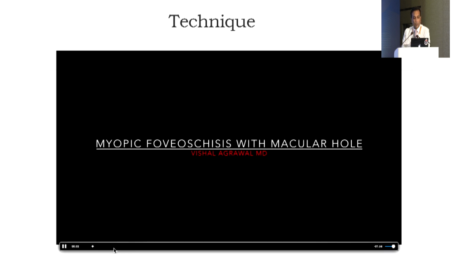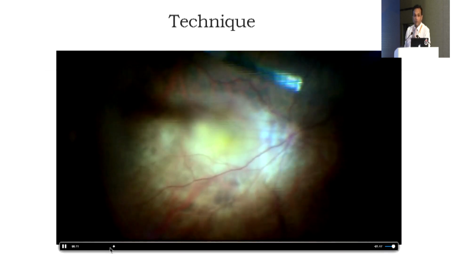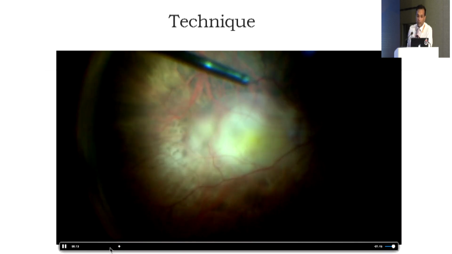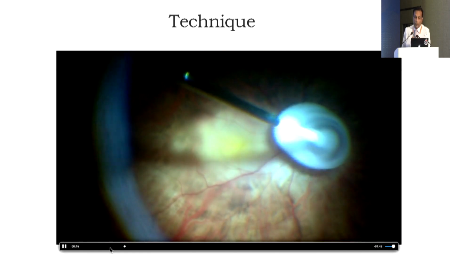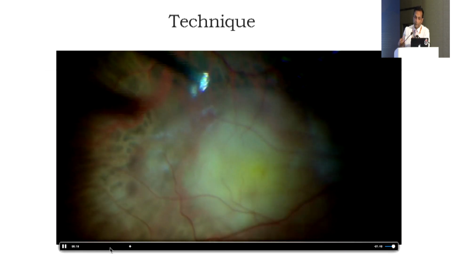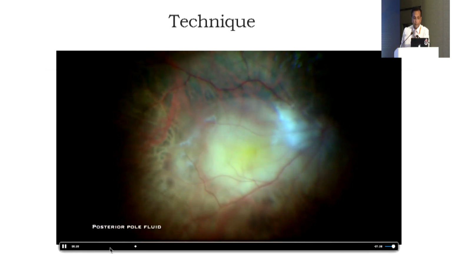So coming to the real surgical video. So this was the case, and you can see the boggy posterior pole. There's a lot of fluid. There's a macular hole there. And the first step is PVD induction after making posterior ports.